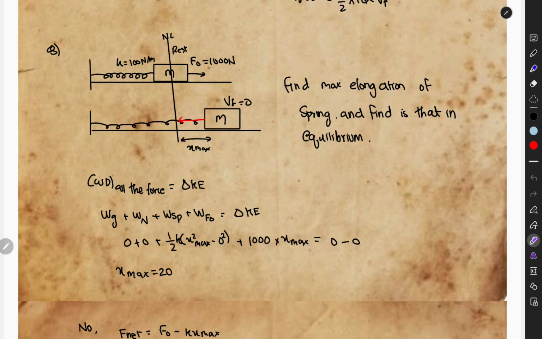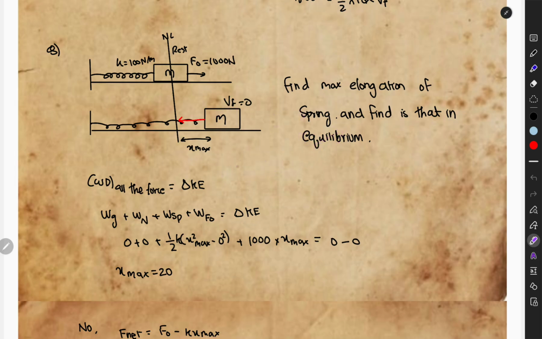Okay, so what do you mean by maximum elongation? Basically if this is the block, and it can't move further, that is the maximum elongation. It can move in this direction, but it shouldn't move in this direction. At that instant, the final velocity v final will be equal to 0. Okay, velocity will be equal to 0.